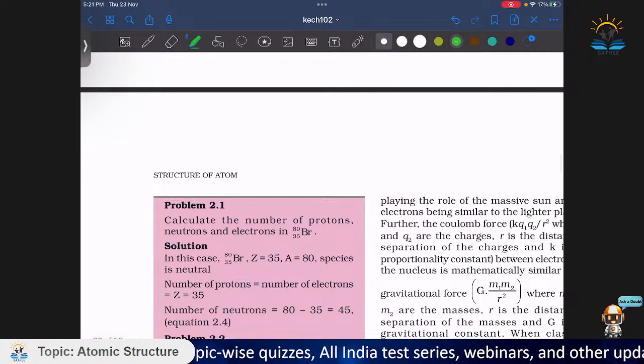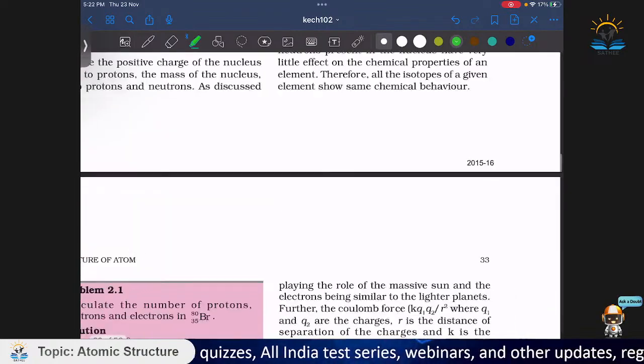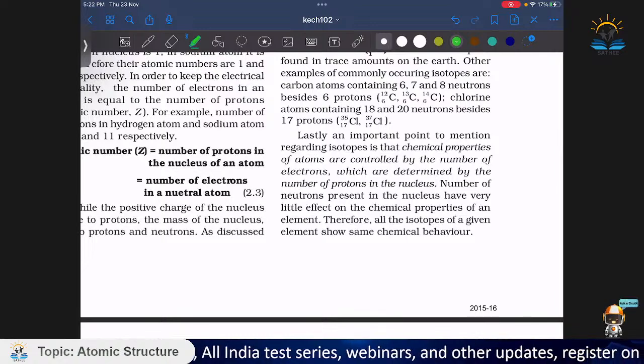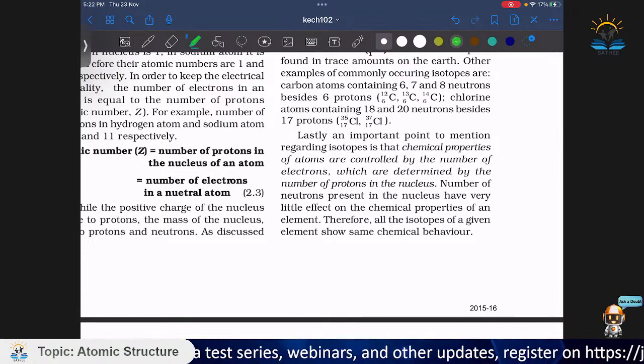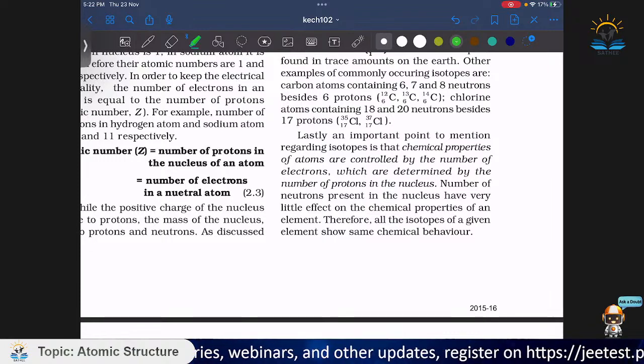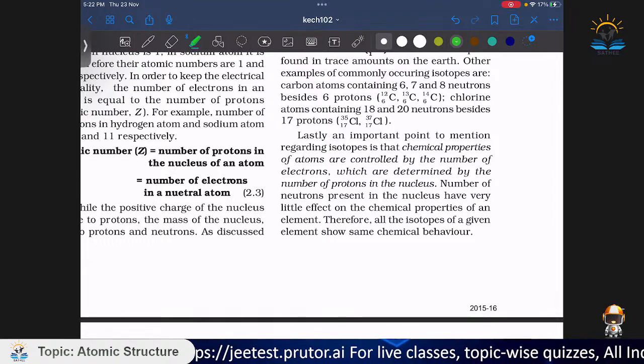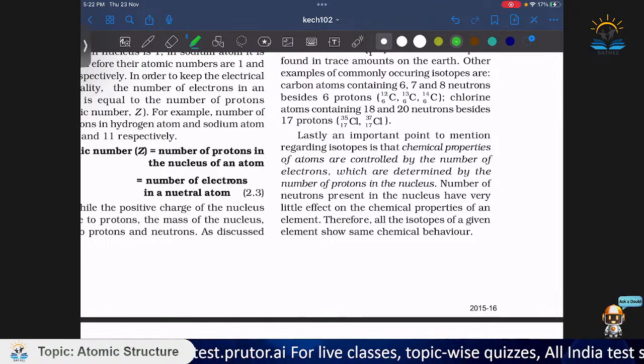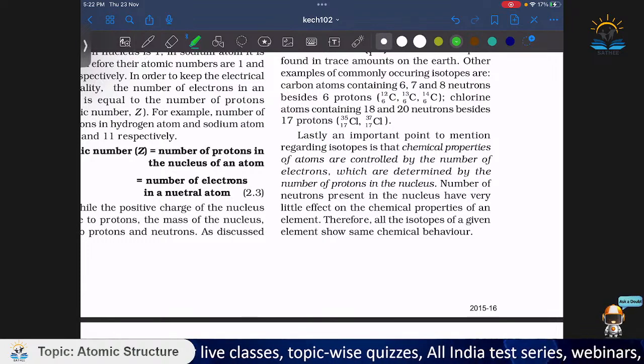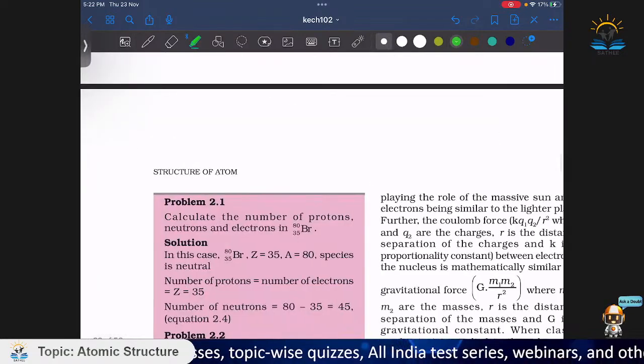Then let's see what an isobar is. Isobars are atoms having the same atomic mass but a different number of protons. Suppose I gave you an atom A which has 6 protons and 7 neutrons, and an atom B which has 7 protons and 6 neutrons. Both of them will have an atomic mass of 13, so both of them will be isobars. Examples are argon and maybe sodium. We'll see the examples.